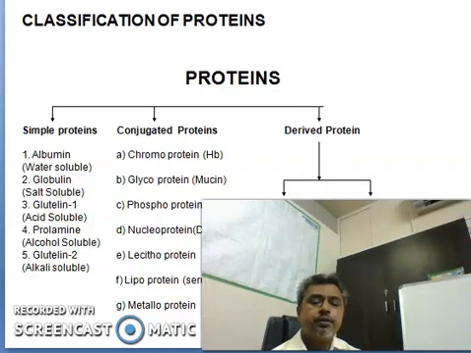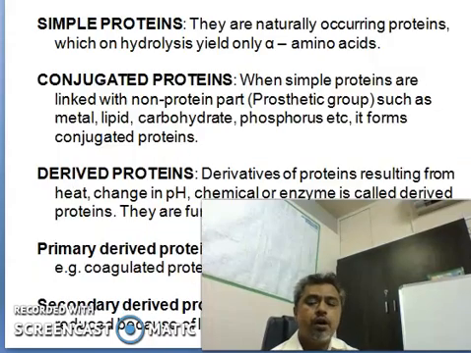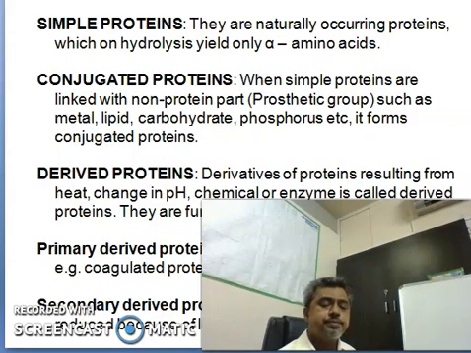Now the simple proteins, how are they defined? They are naturally occurring proteins. Upon hydrolysis, they give you only alpha amino acids. So hydrolysis of this protein will give you an amino acid chain.